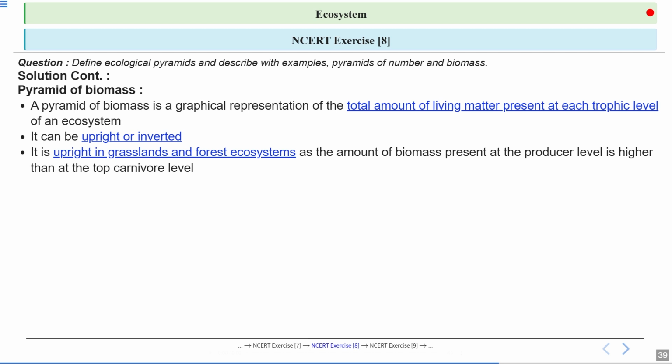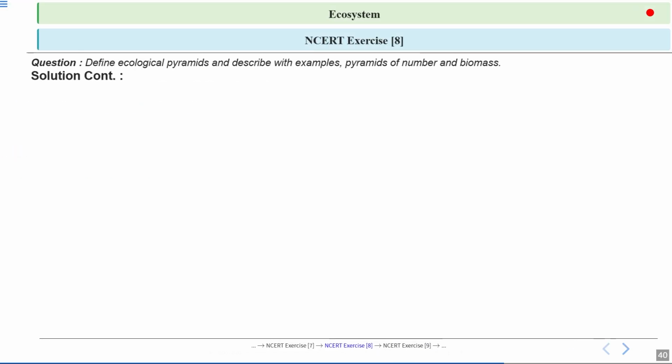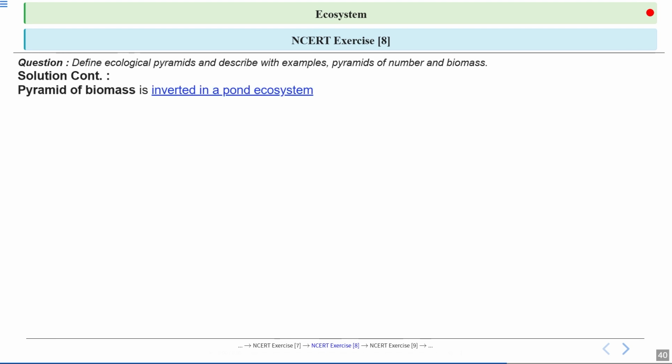Clear? Now in grassland and forest ecosystems, the pyramid of biomass is upright, because the biomass at the producer level, such as plants, is much higher than at the top carnivore level. Okay, now the pyramid of biomass is inverted in the case of aquatic ecosystems like a pond ecosystem.